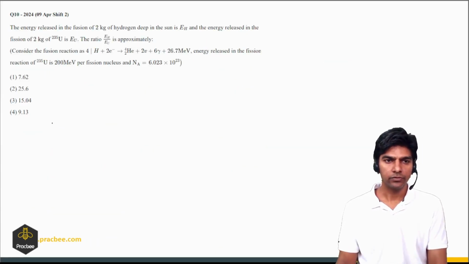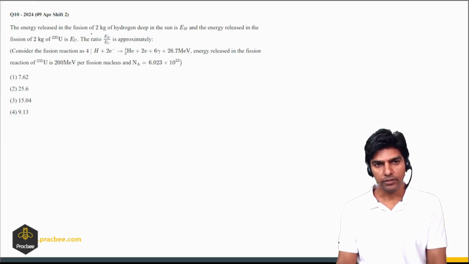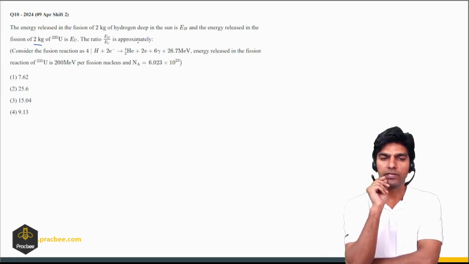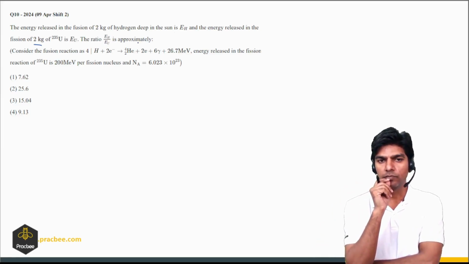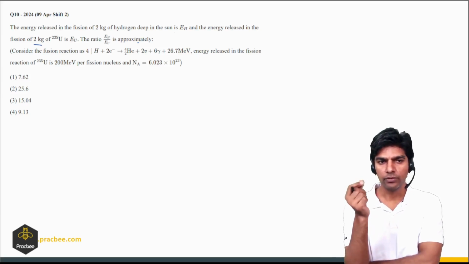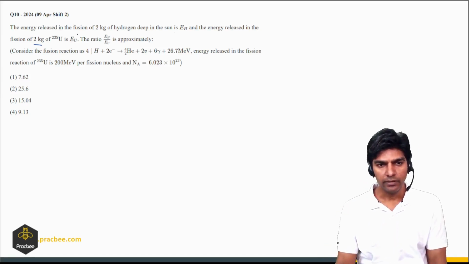Right, so let us see the next question. The energy released in the fusion of 2 kg of hydrogen deep in the sun is EH, and the energy released in the fission of 2 kg of uranium is EU. The ratio of EH over EU is approximately. So we have to find the ratio of the energy released when we are using 2 kg of hydrogen and 2 kg of uranium. And the reaction is also given.